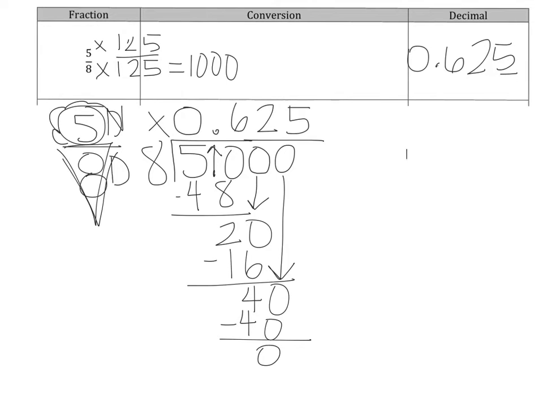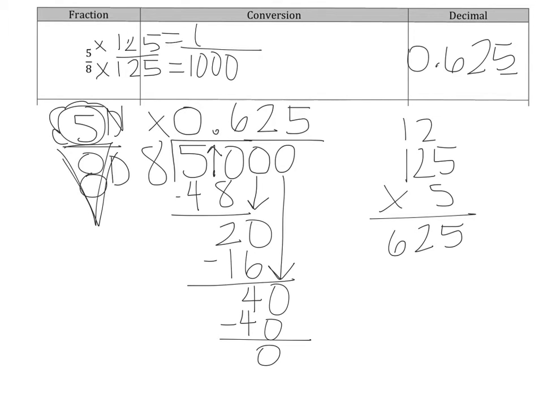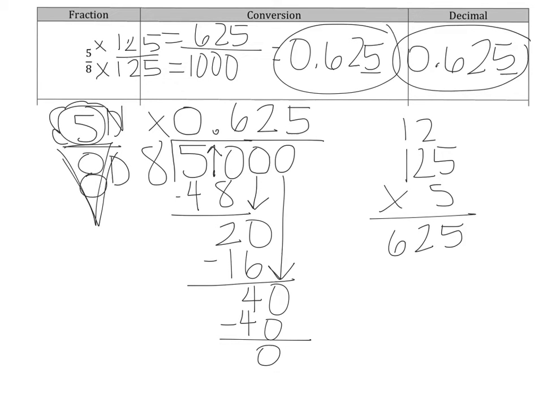So let's do that over here. 125 times 5. 5 times 5 is 25. 5 times 2 is 10, plus 2 would be 12. 5 times 1 is 5, plus 1 would be 6. So we get 625 thousandths. And as you can see, the first strategy we used and the second strategy we used, we got the same answer.